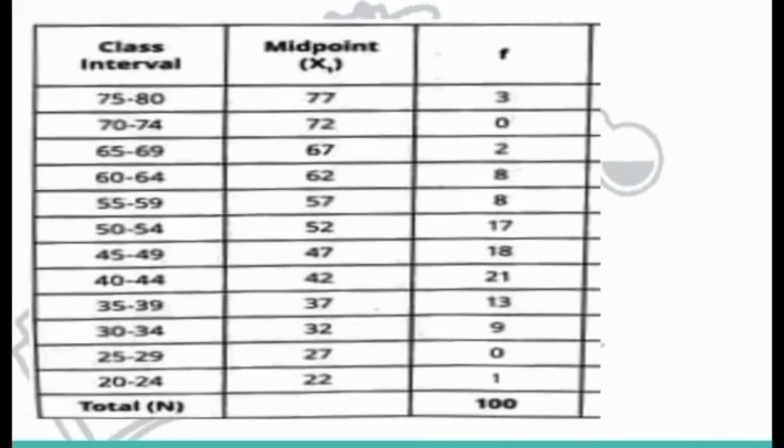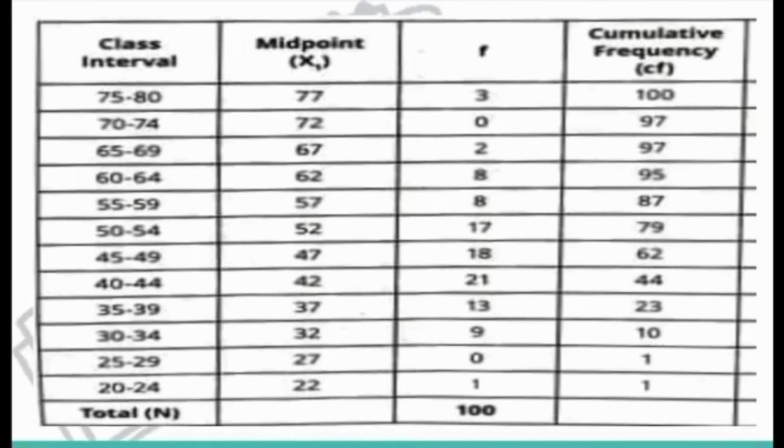Next, we add the 1 to the next frequency, which is 0. So 1 plus 0 is equal to 1. We do the same for the others. Here, 1 plus 9 is equal to 10, and so on and so forth. The last cumulative frequency should be equal to the total of the frequency.